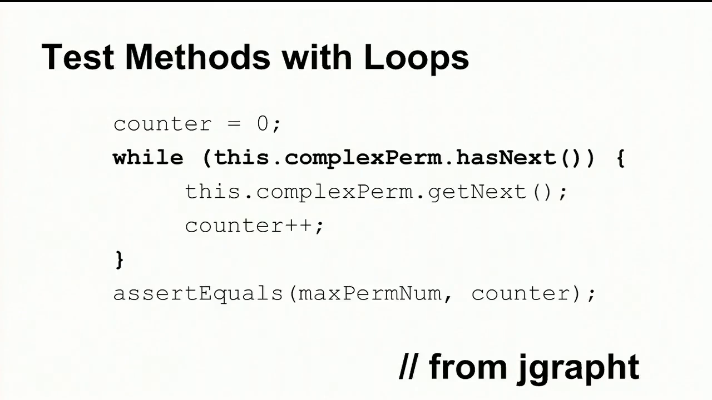Another thing I looked for is how many test cases have loops. And it's like, why are you writing test cases with loops? Well, this is one reason you might do it. It's JGraphT, which is graph theory. It's iterating through a set of permutations in the test case. And then it actually counts the number of permutations and makes sure that it's what it expects.